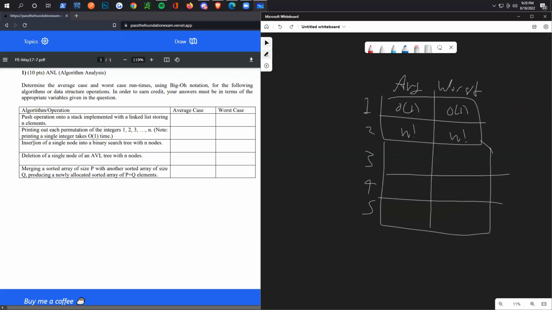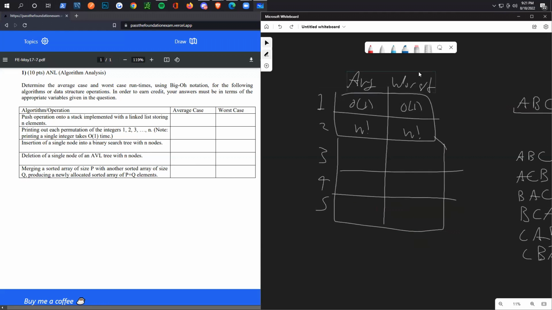Next, insertion of a single node into a binary tree with n nodes. The average case is going to be log of n, because, and it's not saying it's skewed left or right, but we're just going to assume on average it's going to be log of n. On average, your tree is probably not trash. It's not all on one side, skewed completely. Hopefully it's at least something like this, maybe. So on average, it's going to be like that as you insert values.